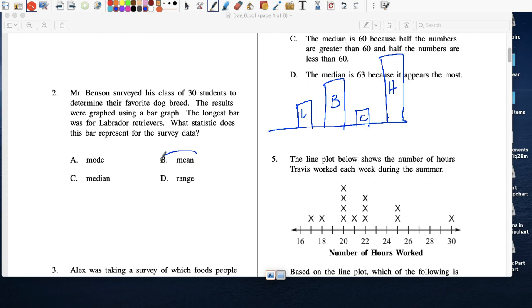Well, it's not going to be the mean, right? You can't add the dogs and divide. It can't be the range, highest minus the lowest. And it can't be the median, where you line up the dogs and find the one in the middle. So this one was the most, right? The one that showed up the most.